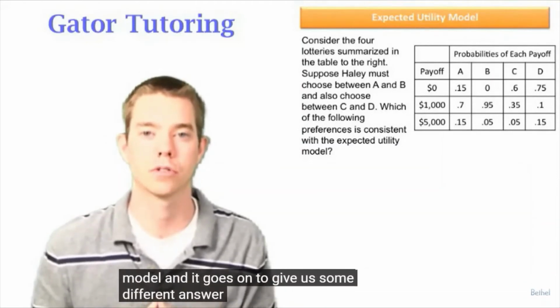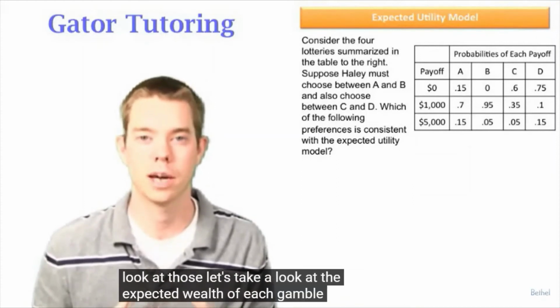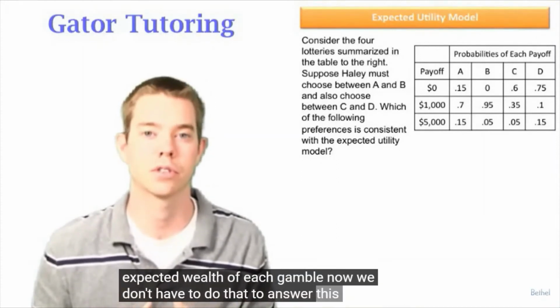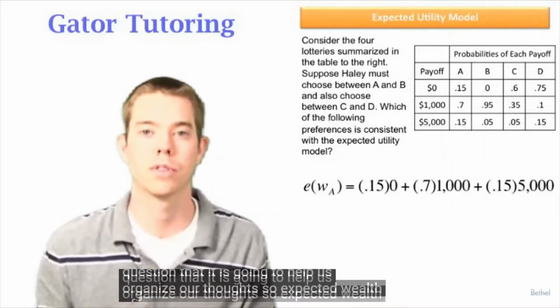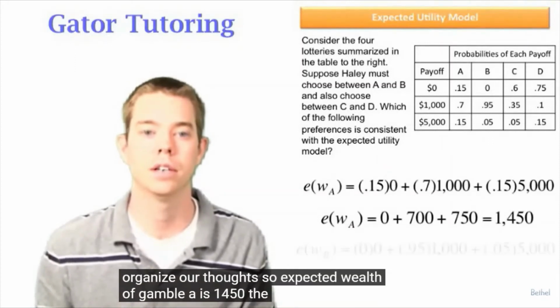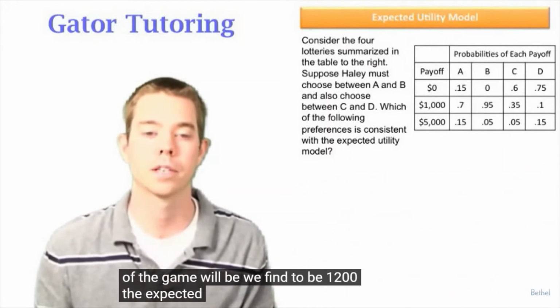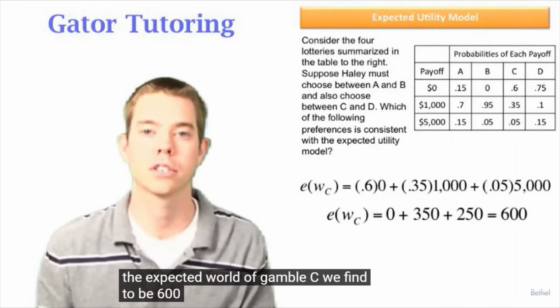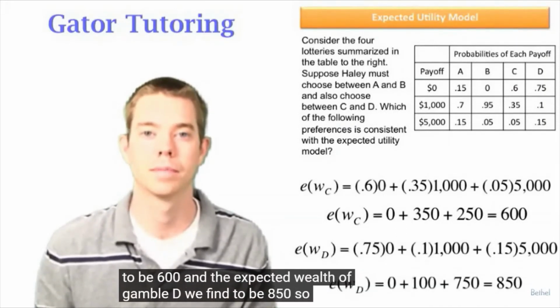And it goes on to give us some different answer choices, but before we look at those, let's take a look at the expected wealth of each gamble. Now we don't have to do that to answer this question, but it is going to help us organize our thoughts. So expected wealth of gamble A is $1,450. The expected wealth of gamble B we find to be $1,200. The expected wealth of gamble C we find to be $600. And the expected wealth of gamble D we find to be $850.